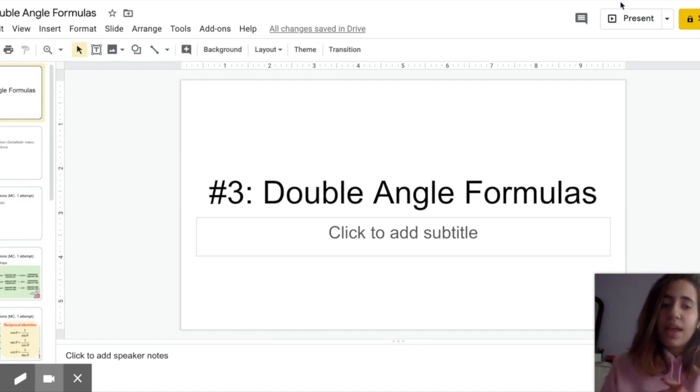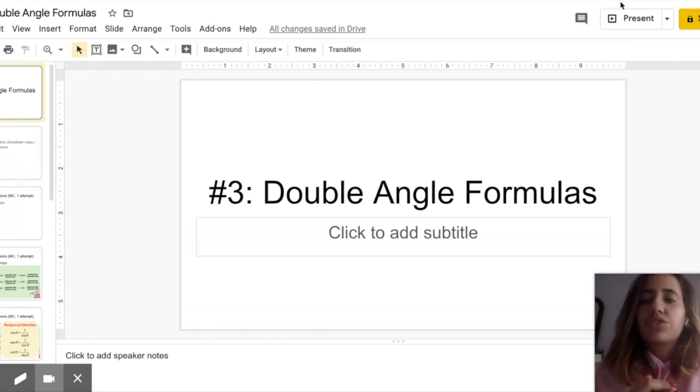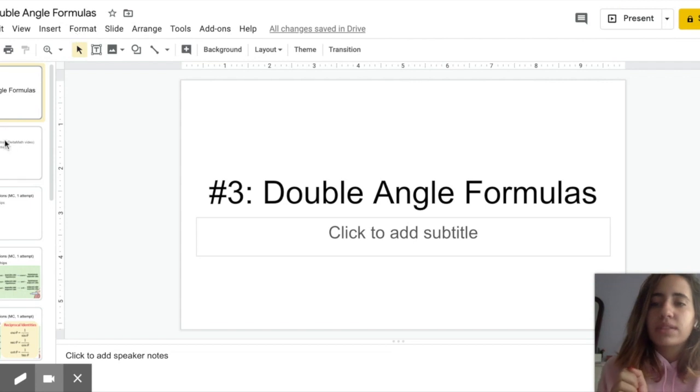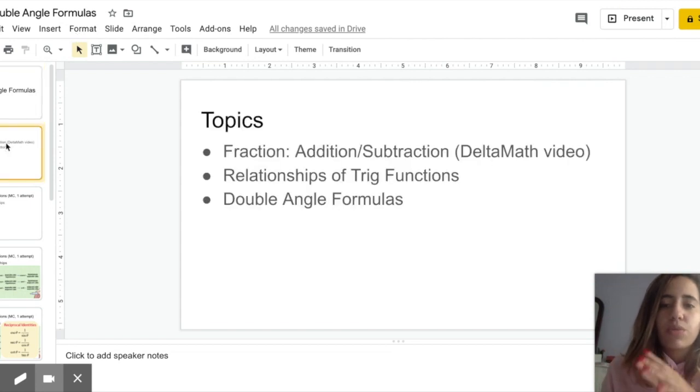Anyway, without further ado, let's jump into exactly what topics this Delta Math will cover. So this Delta Math will cover really basic fractions, so adding and subtracting fractions, finding common denominators, really as simple as it sounds. So my video will not cover fractions. My video will briefly cover relationships of trig functions and more extensively cover double angle formulas.